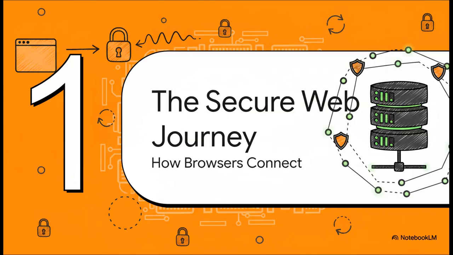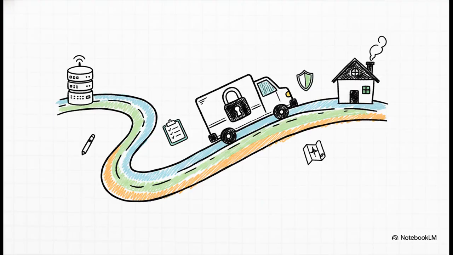All right, section 1, the secure web journey. Let's start at the very beginning. We're talking about that foundational process that happens every single time you type a web address into your browser and hit enter, especially when it's a secure one. The best way to think about this is like a secure package delivery. You've got all these different protocols, and protocols are just a fancy word for a set of rules, and they all work together, kind of like layers of an onion, to get information from a server all the way to your browser safely.